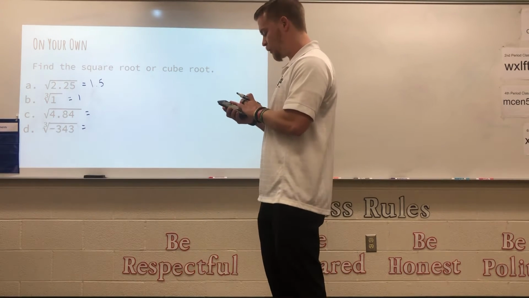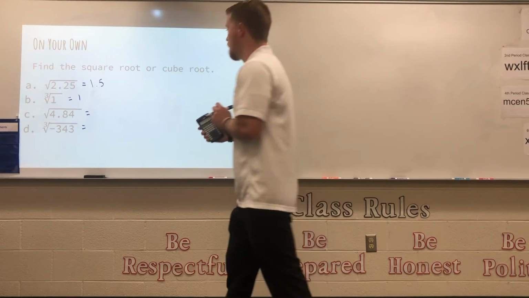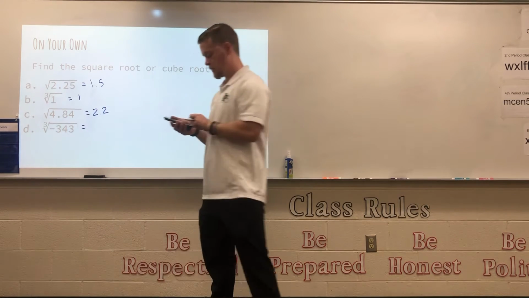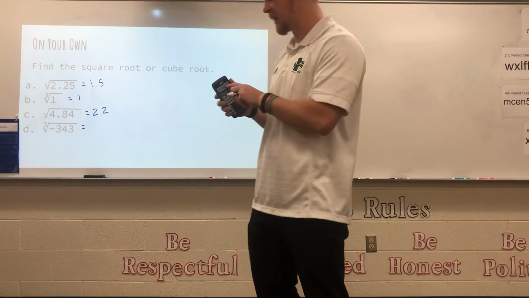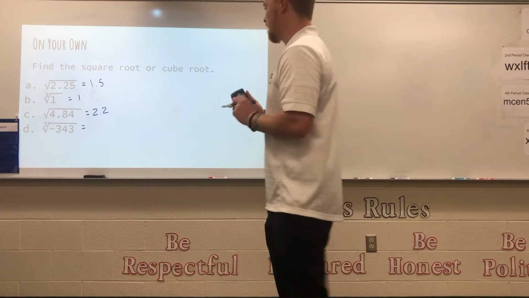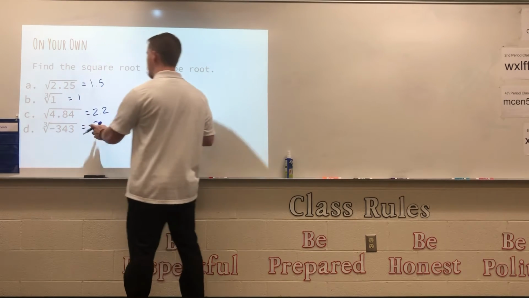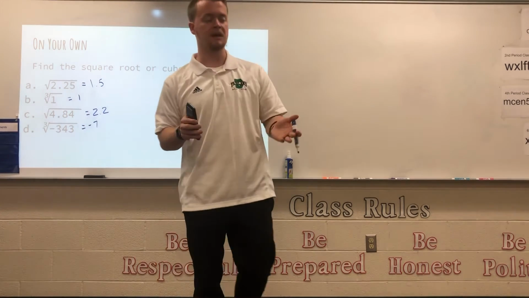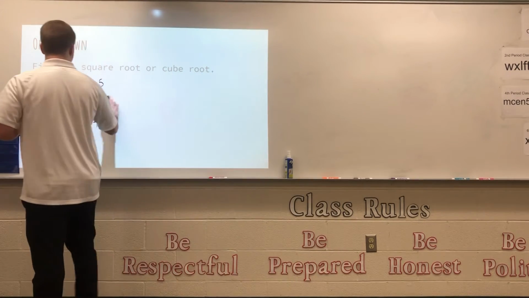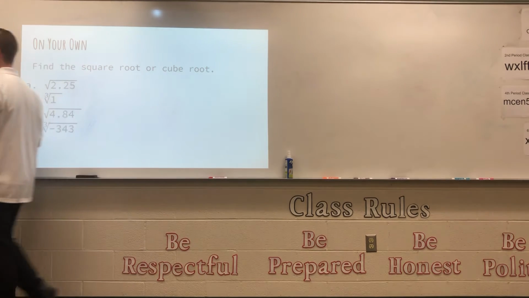Next one, square root of 4.84. Type it in, hit the square root button. That is 2.2. Last one, 343, make it negative. And I want the cube root, so I hit second 0, and that shows me that negative 7 is the cube root of negative 343. So that means negative 7 times negative 7 times negative 7 gives me negative 343. So that's a very simple process of just finding those using the calculator.